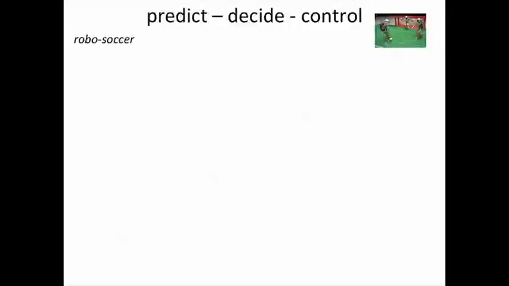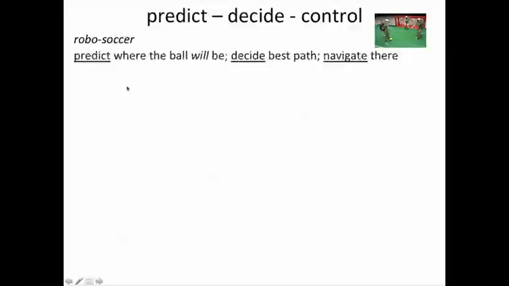First example is robo-soccer. I don't know if many of you have tracked this, but there are regular competitions of people building small robots and getting them to play soccer. And this is a little photograph of one such competition. Imagine what this robot has to do. It needs to predict where the ball will be, decide the best path to get to the ball, and navigate there. And that's the basic thing that it needs to do if it doesn't have possession of the ball.